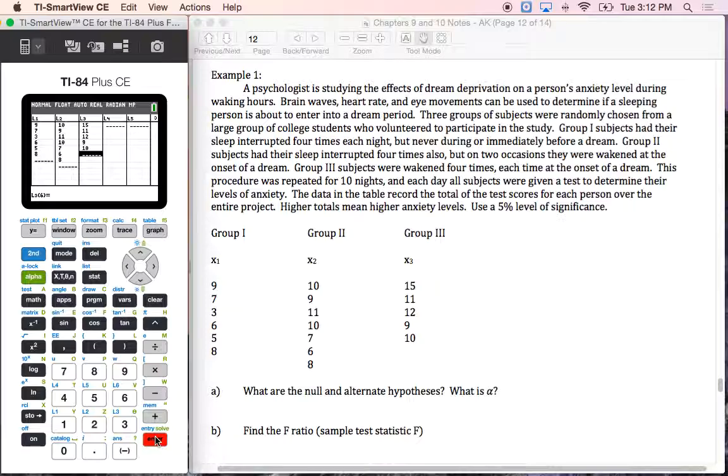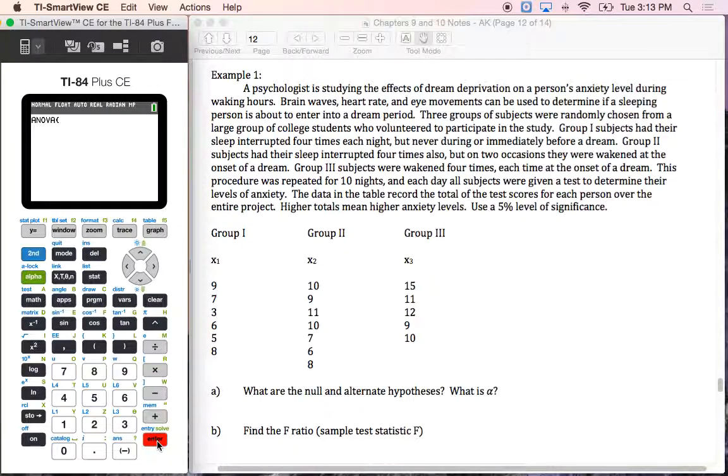Okay, so we type all our numbers in. We're going to hit the stat button again, and we're going to go over to tests. Now, ANOVA is going to be at the very bottom. So you're going to scroll down and scroll down a lot. And it's H for me, so I want ANOVA. So we're going to hit enter.